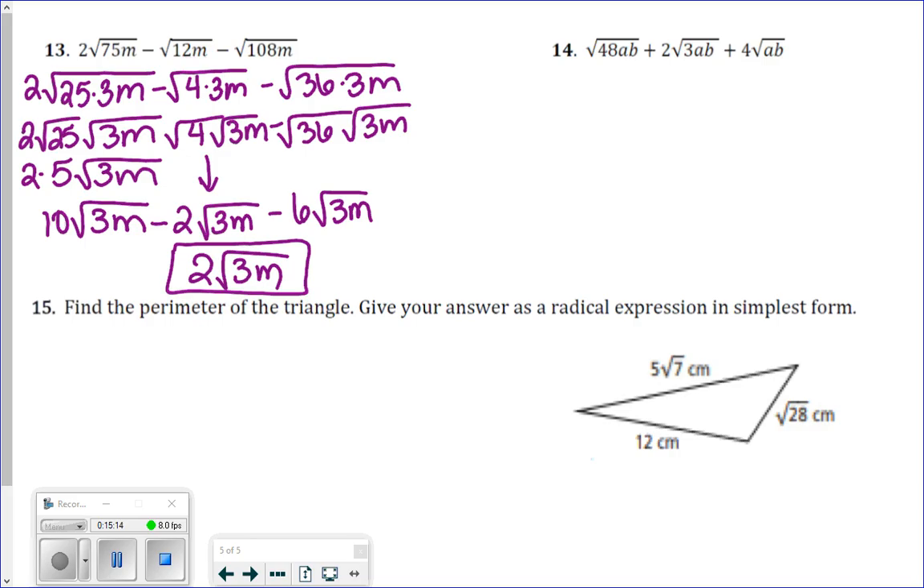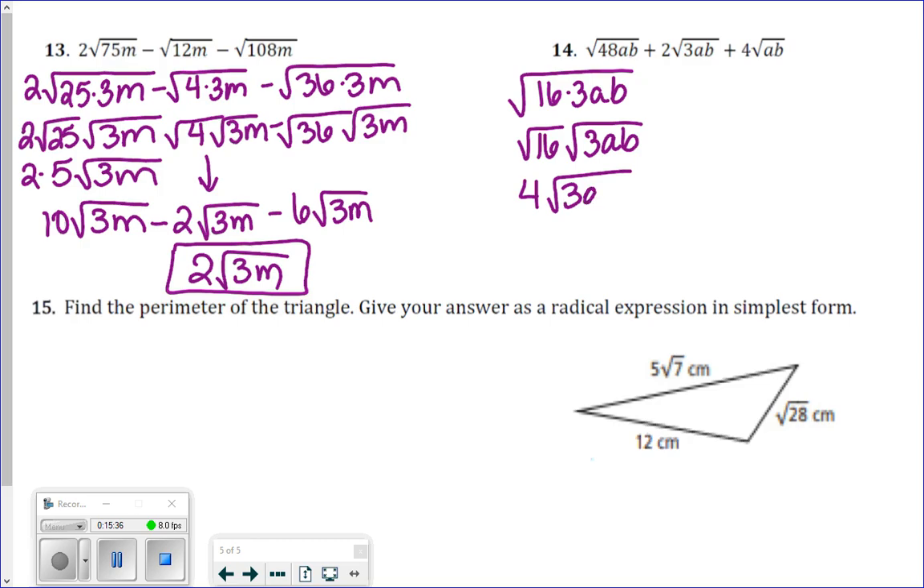All right, on number 14. 48 is the product of 16 times 3, and then I have an A and a B. Both of those are power 1, so I can't do anything with them. The only thing I can take the square root of here is the 16 separately from that 3AB. That gives me 4 square root of 3AB.